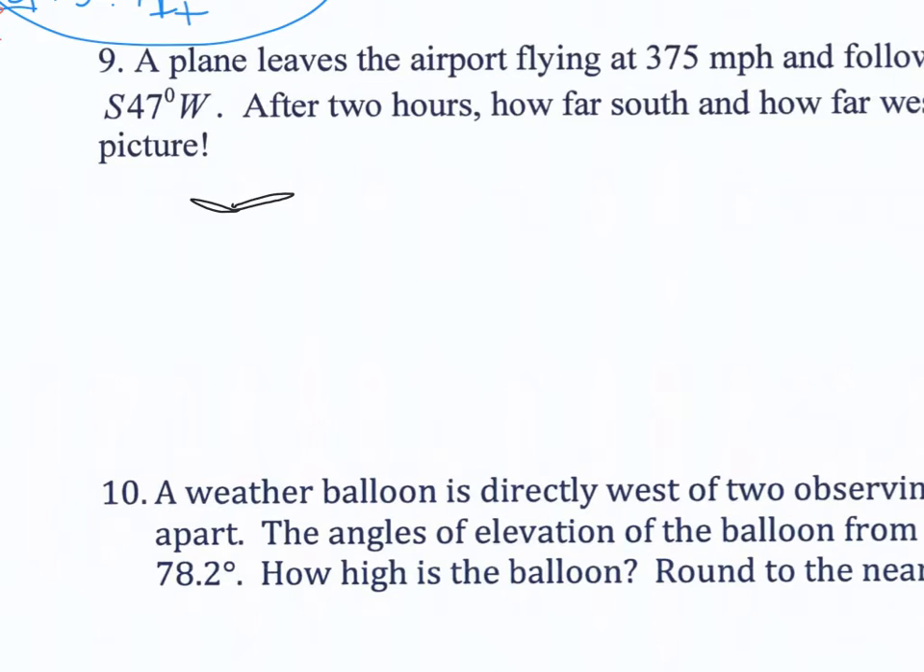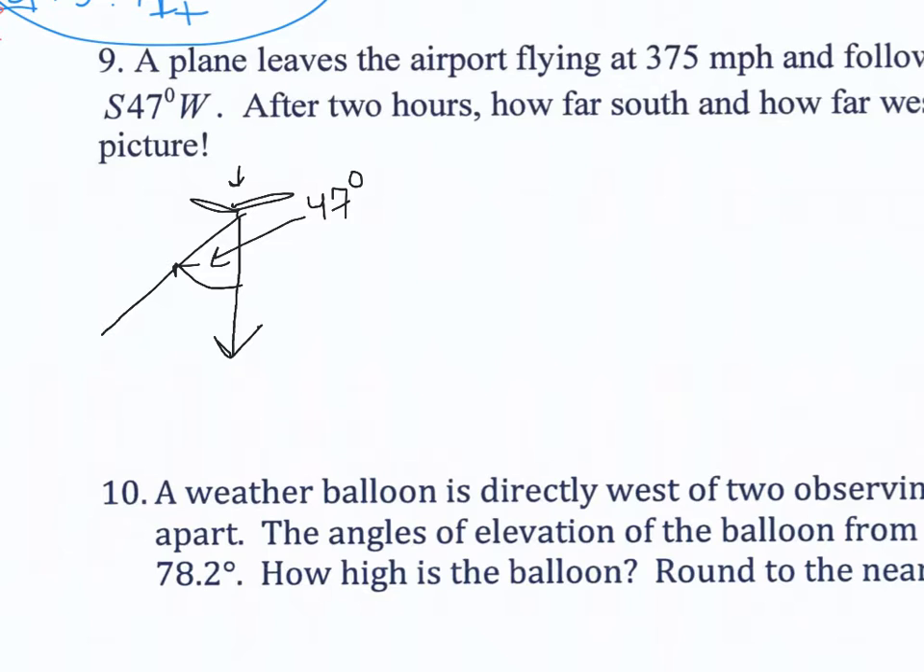So for the next problem, we have bearing. It says that this plane that we're looking at is leaving an airport, traveling at a certain rate, 375 miles per hour, and it follows the course with a bearing. We're starting to head south, right? So we're going down, and when we swing to the west, which is to the left, I'm then going to draw another line. That angle is 47 degrees.